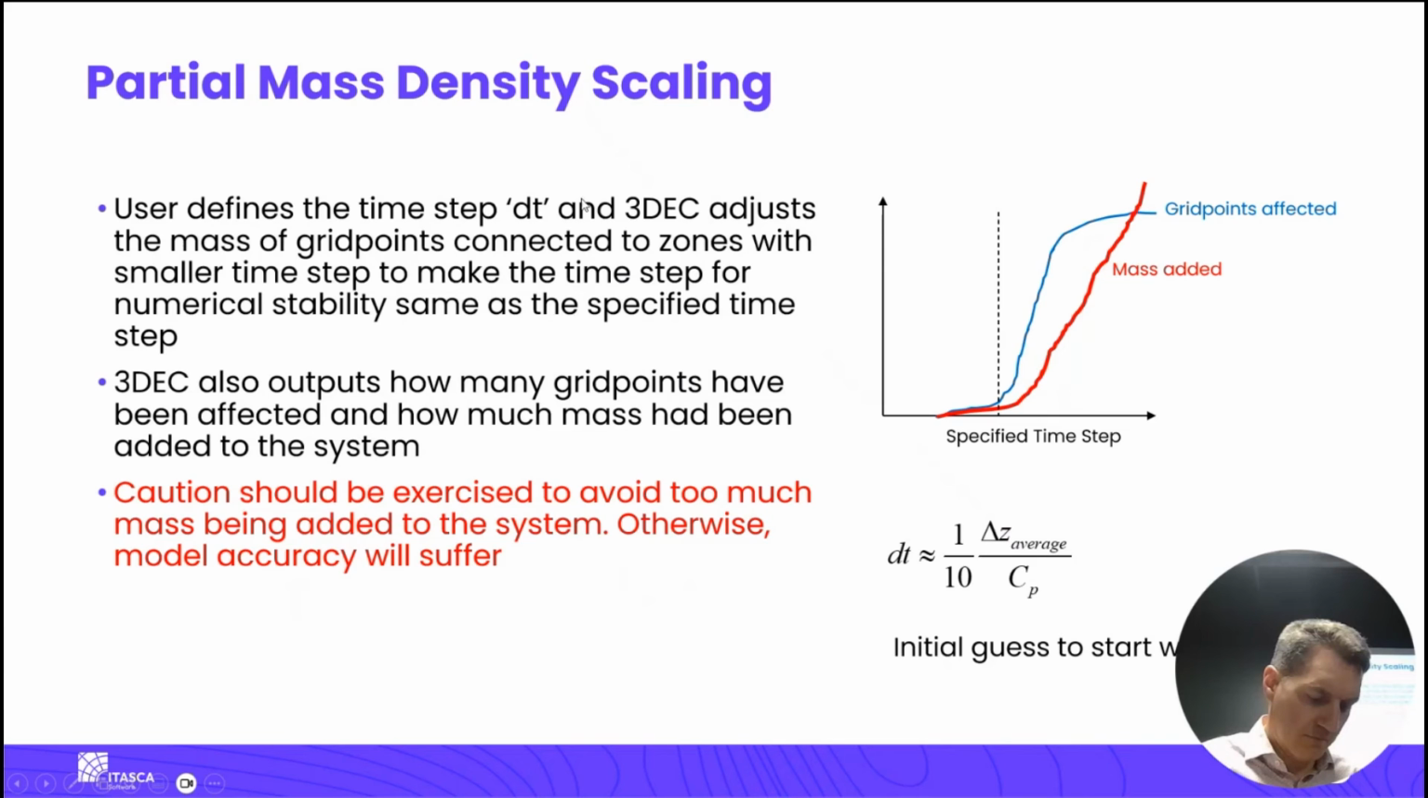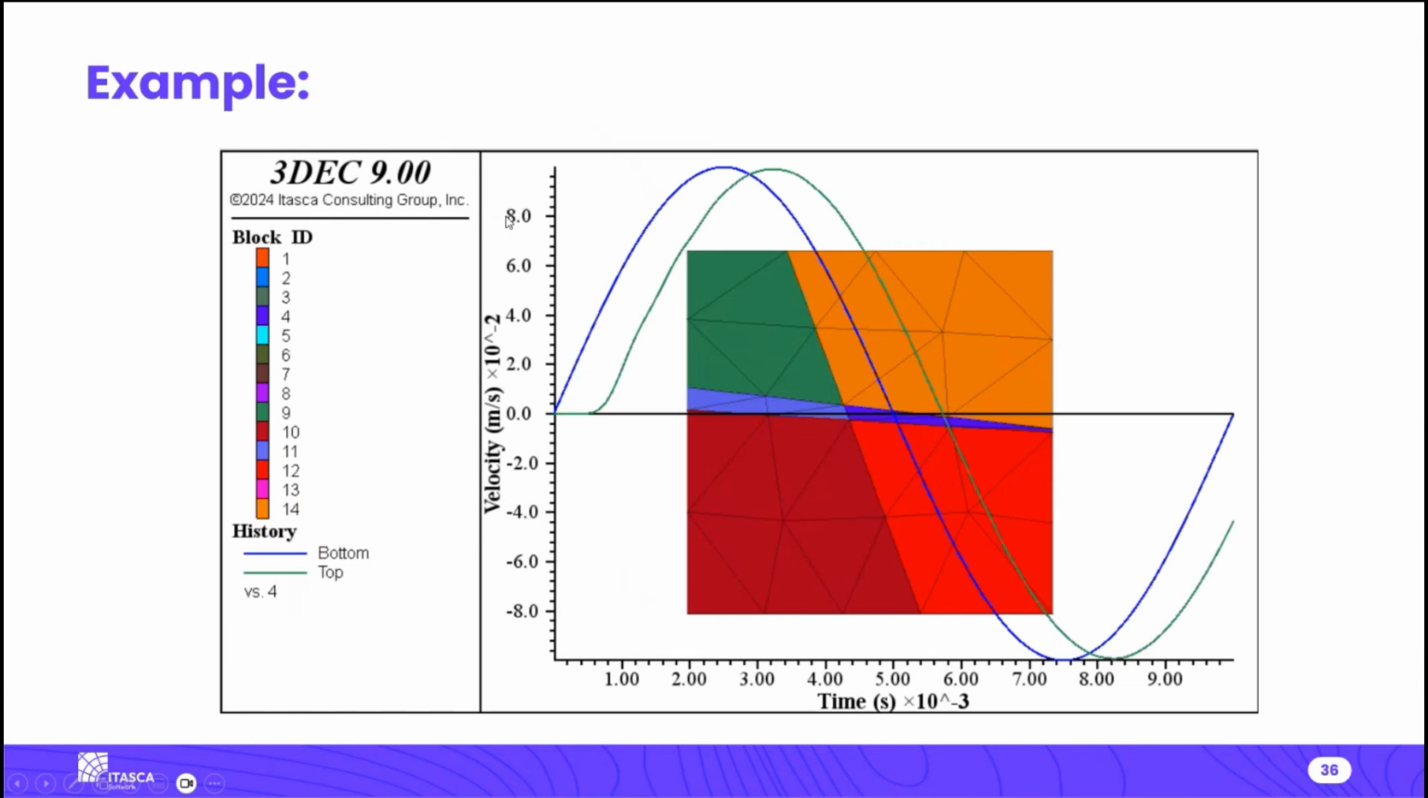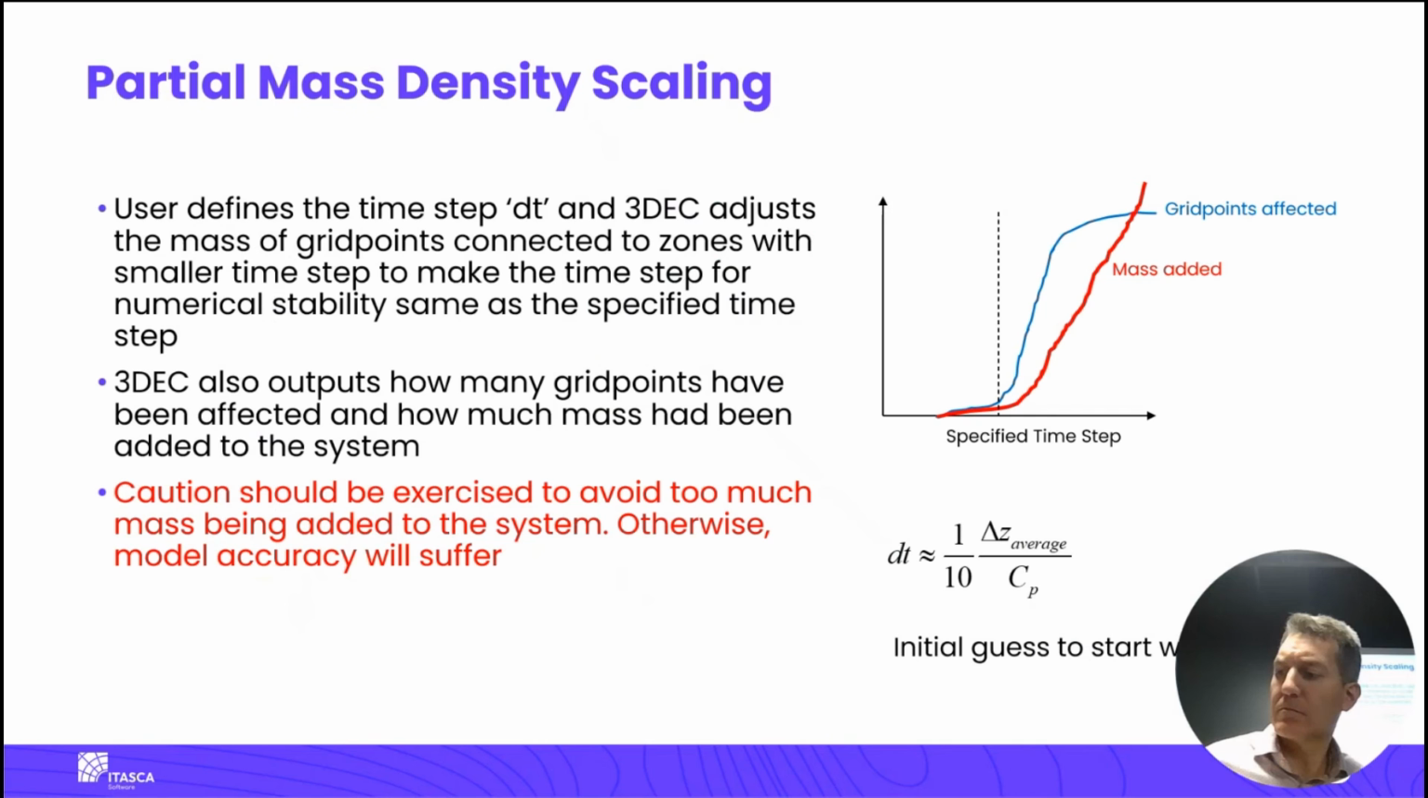So the way it works is you define the time step that you want. Okay. 3DEC will automatically adjust the mass of the grid points if they would cause the time step to be smaller than that. Okay, so it does not adjust the mass of all the grid points in the model. It only adjusts the mass of the smallest grid points or the stiffest grid points.